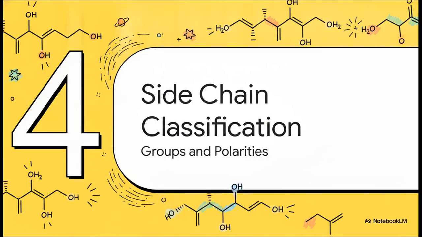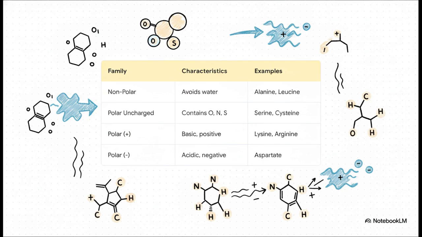Now, let's look at what I like to call the accent marks of these molecules, their groups and polarities. Amino acids are grouped into families purely based on the chemical polarity and charge of their side chains. First, you have your nonpolar group, loaded with carbon and hydrogen, which actively avoids water. Then you've got polar uncharged, featuring oxygen or sulfur. And finally, you have the electrically charged groups, positive and negative. These specific charges determine exactly how a protein will ultimately fold and interact with its environment. They're like tiny, microscopic magnets.